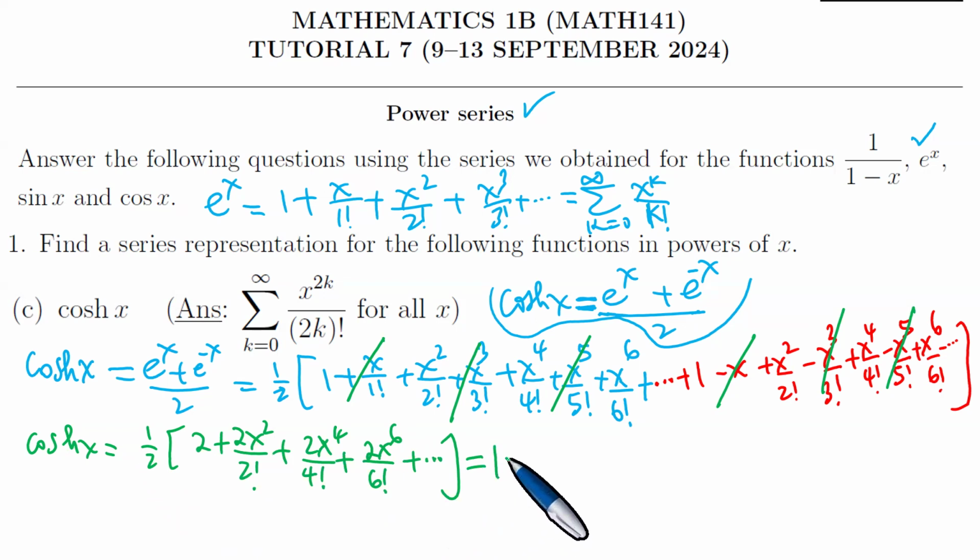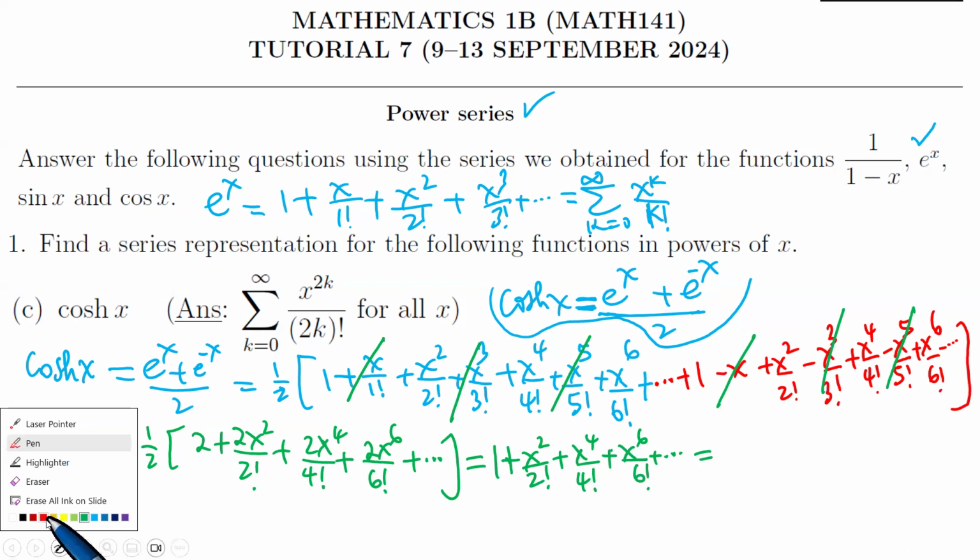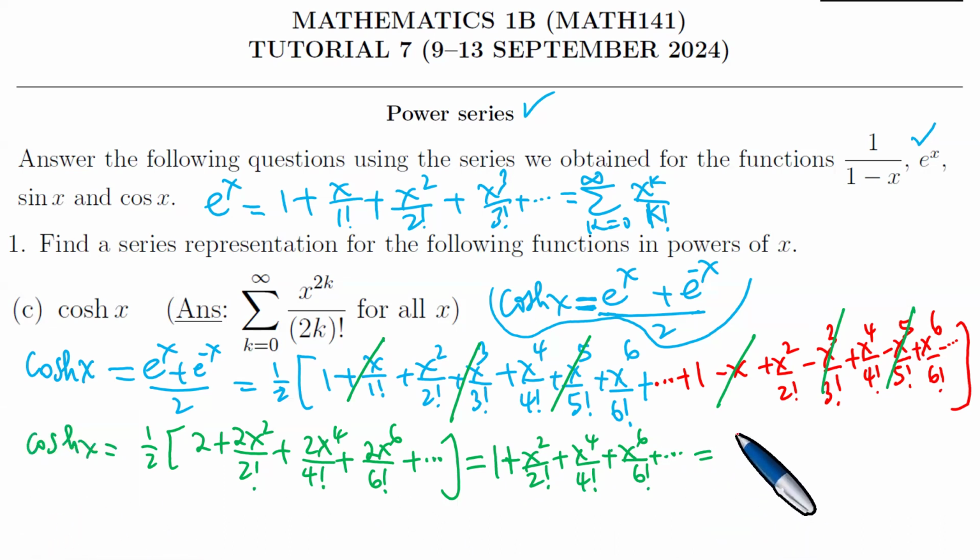So this thing is going to be 1 plus x squared over 2 factorial, x to the 4th over 4 factorial, x to the 6th over 6 factorial. So now we got this one, and what is this? This you can now write in the desired form, which is the infinite series.